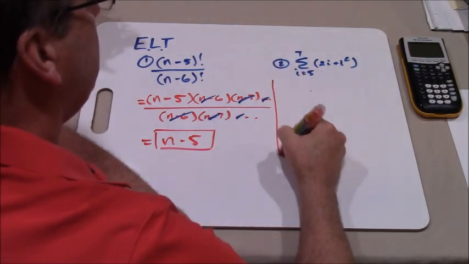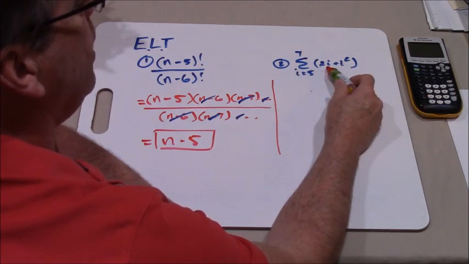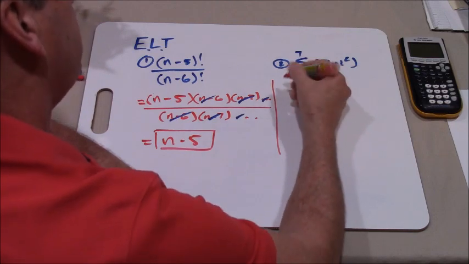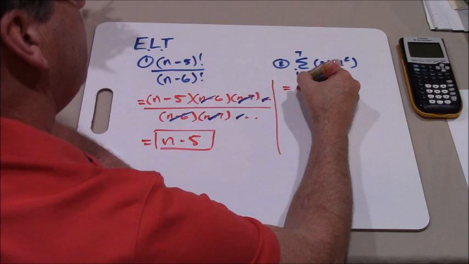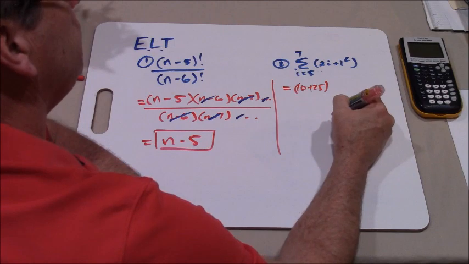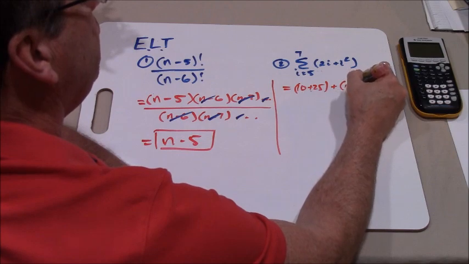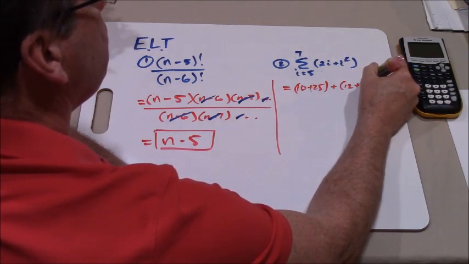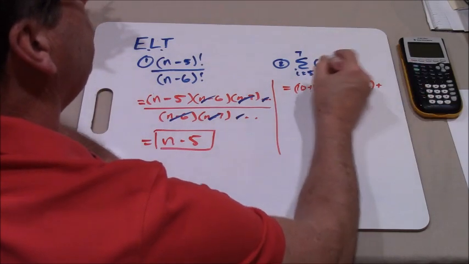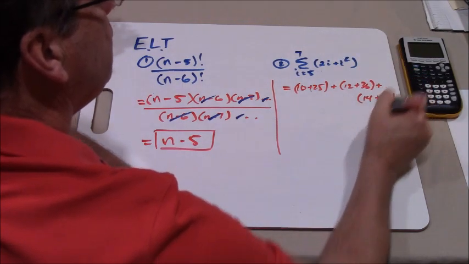All right, for the second one, this says the summation for i equals 5 to 7 of 2i plus i squared. So I'm going to take a 5 and plug that in first. So when I do that, 2 times 5 is 10, plus 5 squared, that's 25. And then we're going to let i equal 6. So I plug that in and I'm going to get 12 plus 36. And then we'll let i equal 7, and that's where we'll stop. So I'm going to get 2 times 7 is 14, plus 7 squared, that's 49.